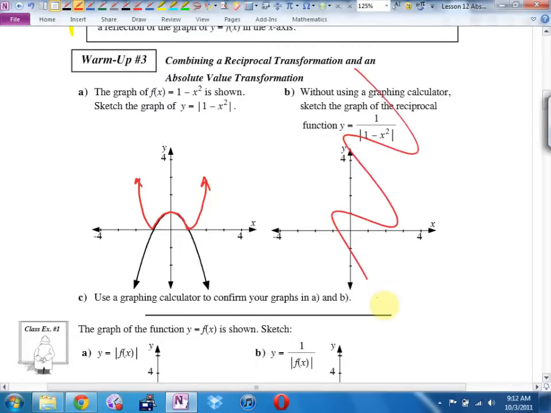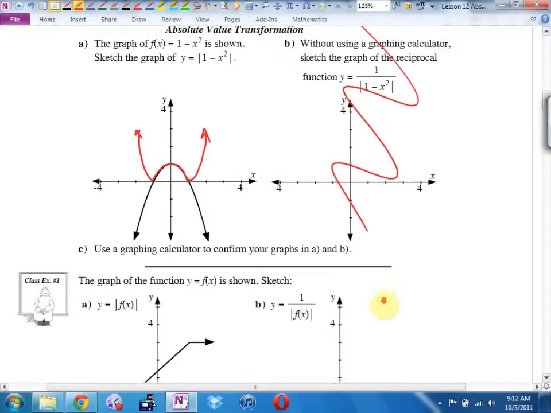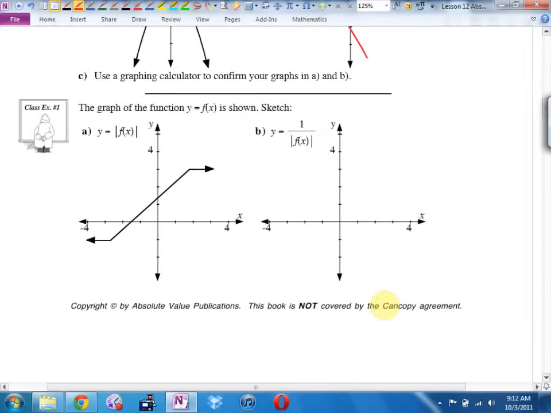Example one. This is much more similar to what you'll get on the test. It says the graph of f of x is shown. Sketch the absolute value of this. What they're really saying here is sketch the absolute value of the heights, because f of x, that's the heights. So any heights that are already positive are going to be invariant. This isn't moving.